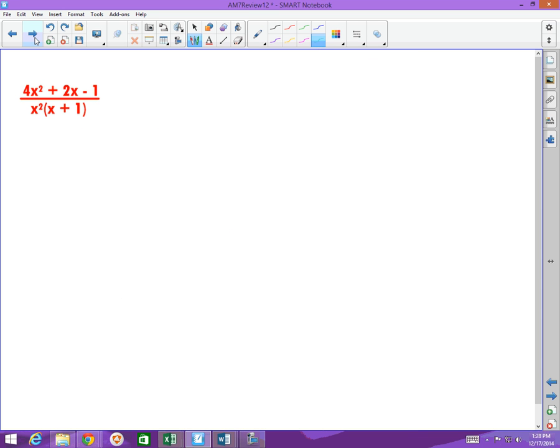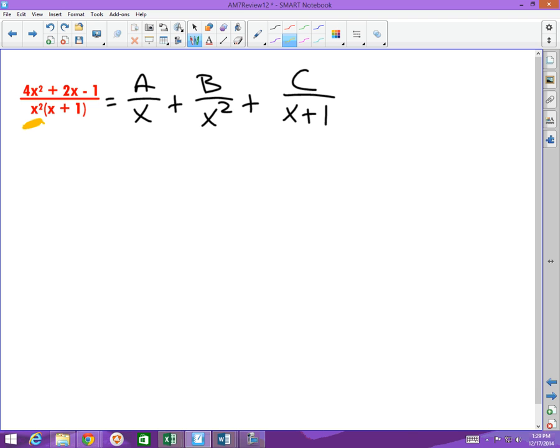Okay, these last two are dealing with partial fraction decomposition, and we're going to go through the whole thing in both of them. One of them, like I said, on the first day you only have to do the setup. The bottom here is already factored. If it wasn't factored, you'd have to factor it. And so this becomes a over x plus b over x squared plus c over x plus 1. And remember, anytime you have something like this, x squared, it's got to be every exponent below it. All right, so we would be done with it on the first day. That's all you would have to do.